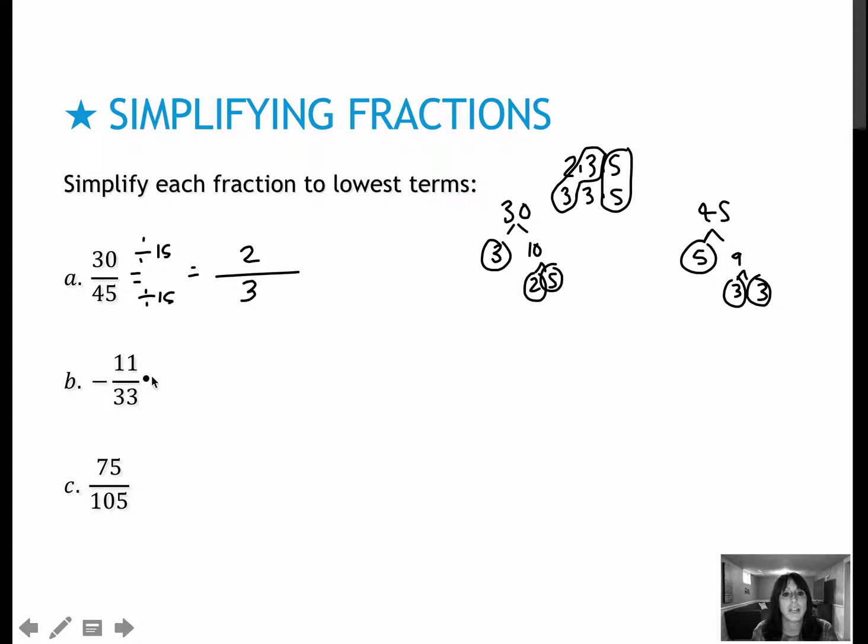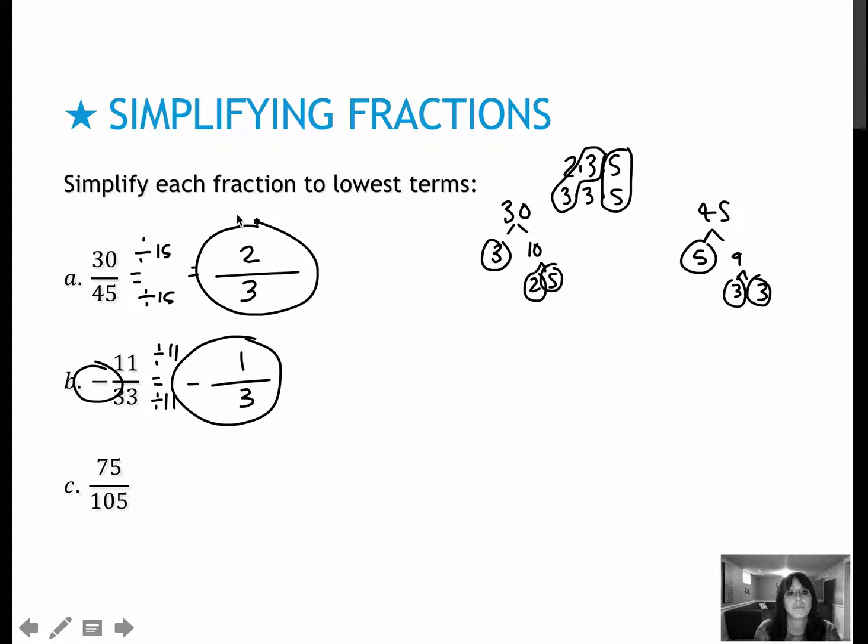For question B, again, this one is a negative, so not a bad idea to circle it so you remember that it's negative. For this one, I'm actually going to divide by 11 on top and on bottom, and that gives me 1/3, and again, my answer is negative.